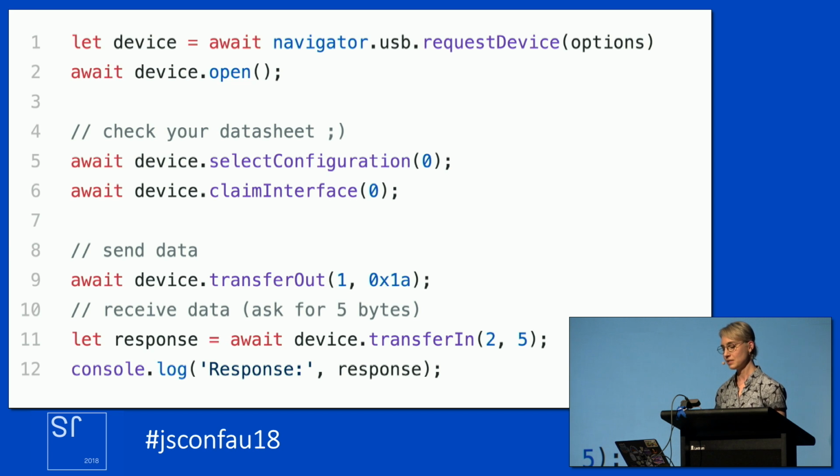Then once you claim the interface, you can start transferring things out, and you can wait for responses to come back in. The first argument of transfer out is the endpoint you're transferring out to, and then the 1A hex is just the byte that I'm sending. If we want to receive data, we just say transfer in. We give it the endpoint that we want to read from, so that's number 2 in this particular case. And then we want 5 bytes.